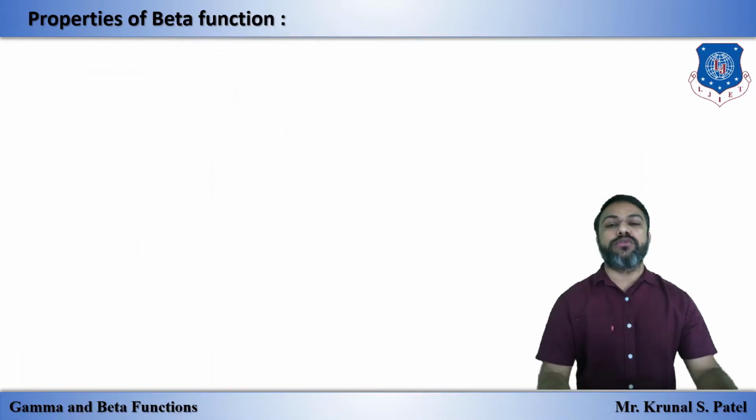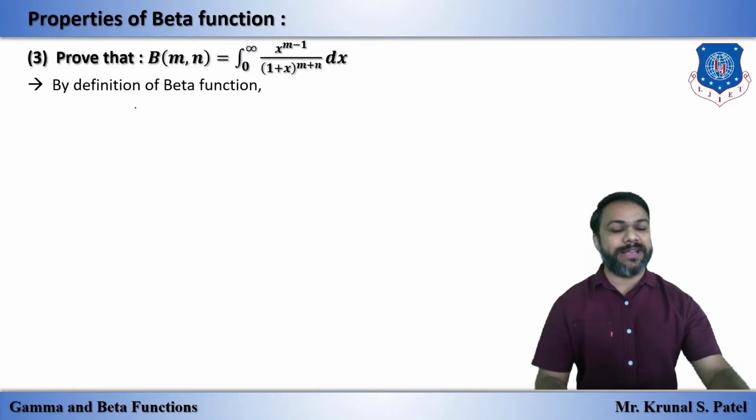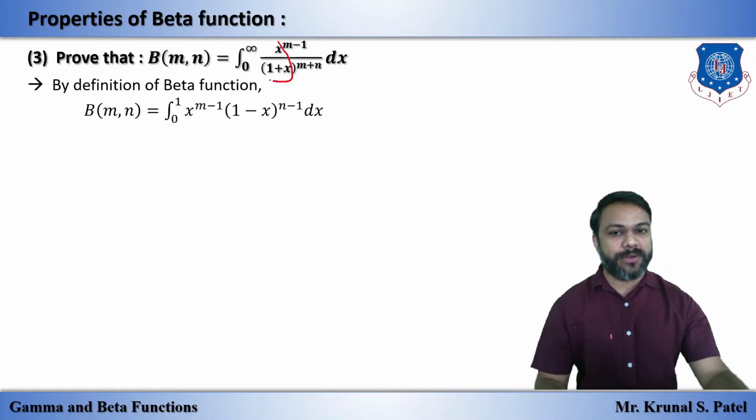Now we have one more property. Beta(m, n) is equal to the integral from 0 to infinity of this. So let's start with the definition. Now we want to prove this form with x upon 1 plus x whole raised to something. So we will take x is equal to y upon 1 plus y. This is the method by which we can remember how this property is proved.